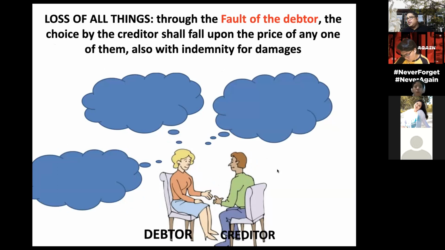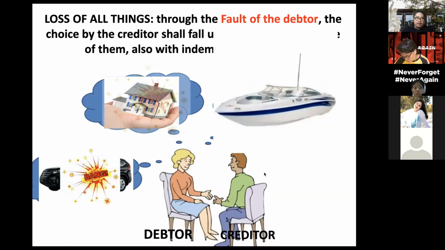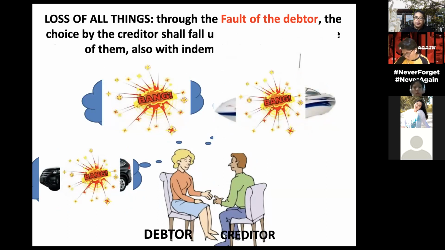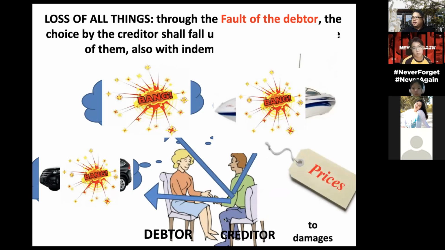Now, what if loss of all the things through the fault of the debtor? The choice by the creditor shall fall upon the price of any one of them, also the indemnity for damages. Hapos lang niya nga rule. All of them got exploded because nagpalupok si Dina and then tanan na destroyed. Anong himuon? Pili sa tanan ang creditor. Carl can choose all of them plus the right to damages. Only the price of these things plus damages.